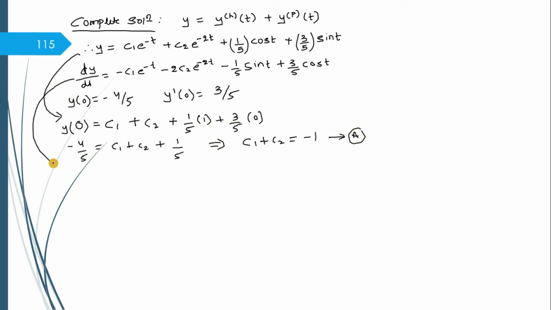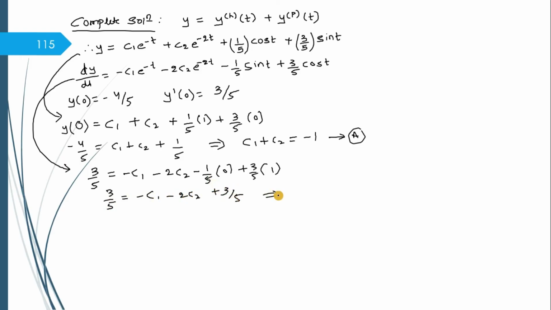Similarly, for this one, I substitute y dash of 0 equal to 3 by 5. So 3 by 5 is equal to minus C1 e raised to 0, which is minus C1, minus 2C2 e raised to 0 is 1, minus 1 by 5 sin 0 is 0, plus 3 by 5 into 1. The 3 by 5 terms cancel, and you get minus C1 minus 2C2 equal to 0. Or simply, C1 plus 2C2 is equal to 0.